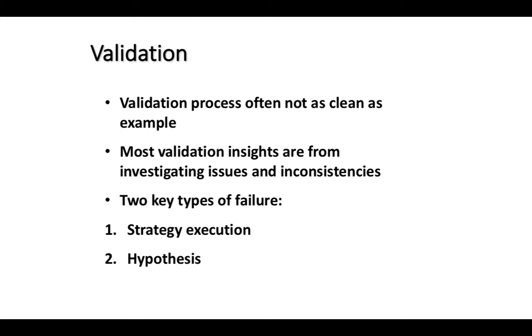The second type is a failure in the hypothesis developed during the strategic planning process. We did what we thought needed to get done. In other words, we executed on the strategic plan that was set, and somehow we failed. Let's have a look at an example of each of these two.